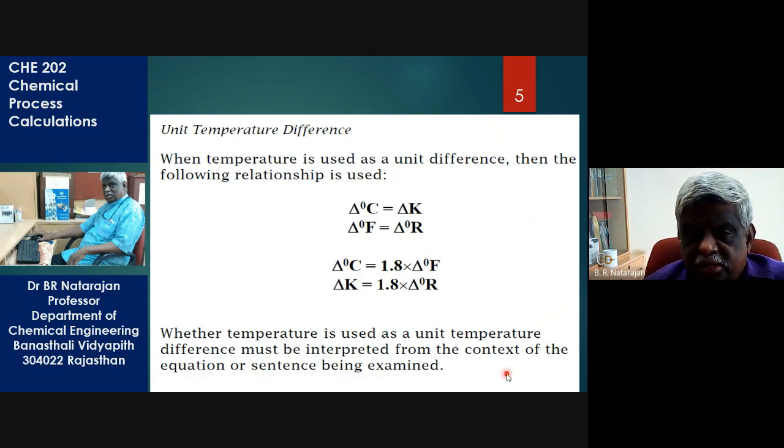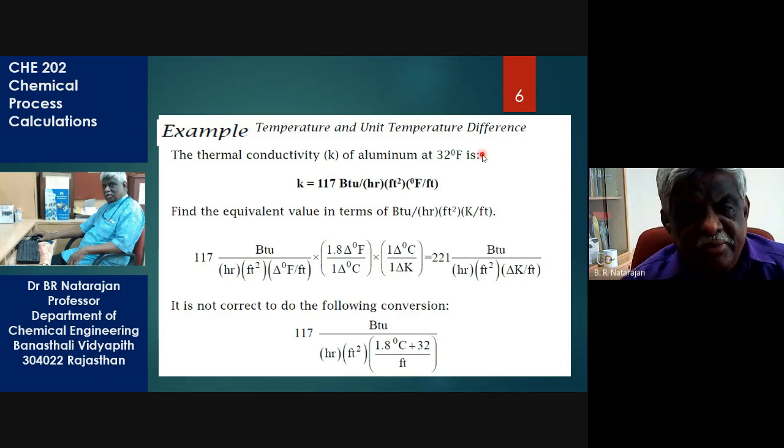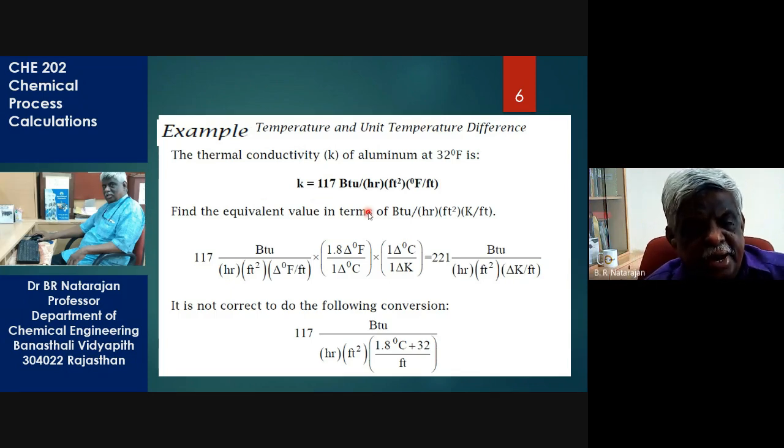Let's understand this with an example. Thermal conductivity K of aluminium at 32 degree F is given by this formula. Read it carefully: K is equal to 117 BTU per hour feet square degree F per feet. This is the unit of thermal conductivity. Now you have to find the equivalent in terms of BTU, hour, feet square, but in Kelvin instead of Fahrenheit, and that is the main thing.